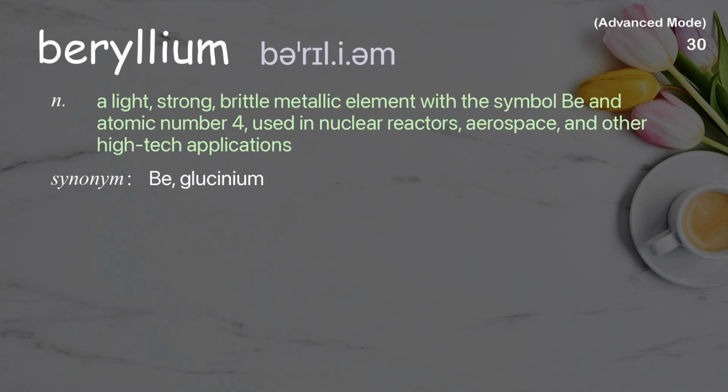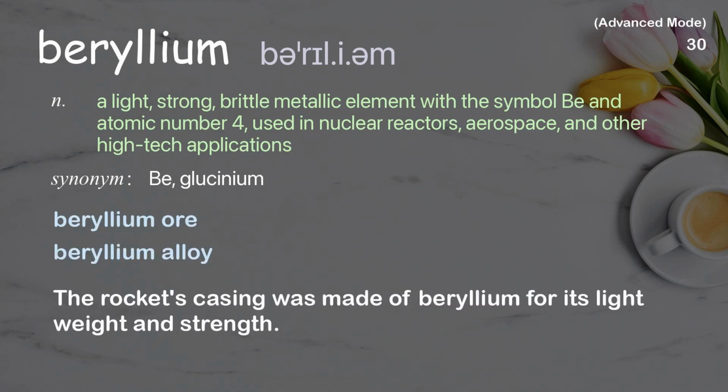Beryllium. A light, strong, brittle metallic element with the symbol Be and atomic number 4, used in nuclear reactors, aerospace, and other high-tech applications. Examples: Beryllium ore. Beryllium alloy. The rocket's casing was made of beryllium for its light weight and strength.